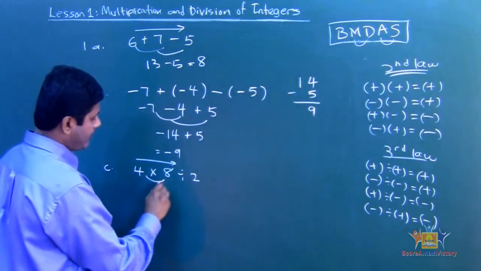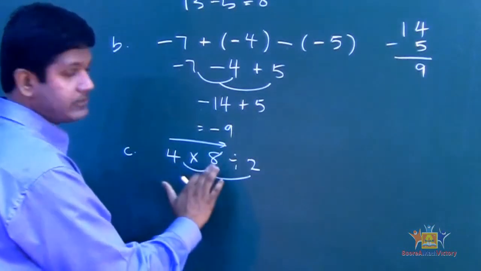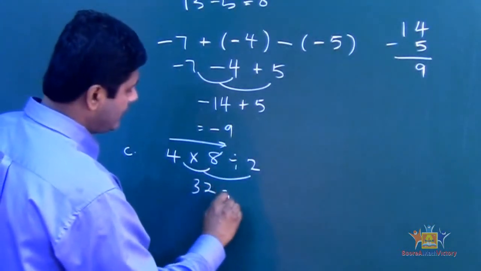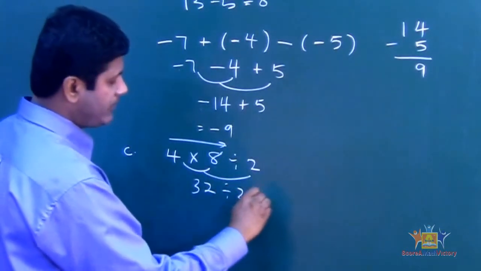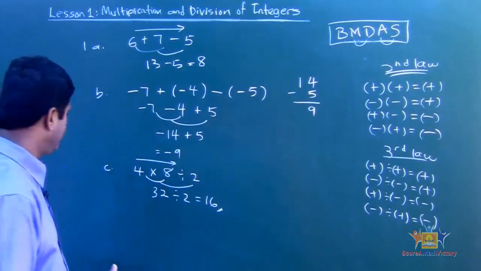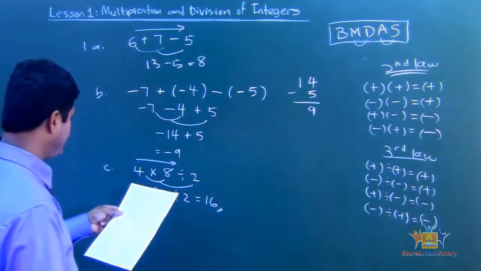So we're going to use the pairing method. We're going to take 4 times 8 is 32, okay? 32 divided by 2, that gives me 16, alright? Okay, that's the answer. Pretty easy, isn't it? All right, let's look problem D.